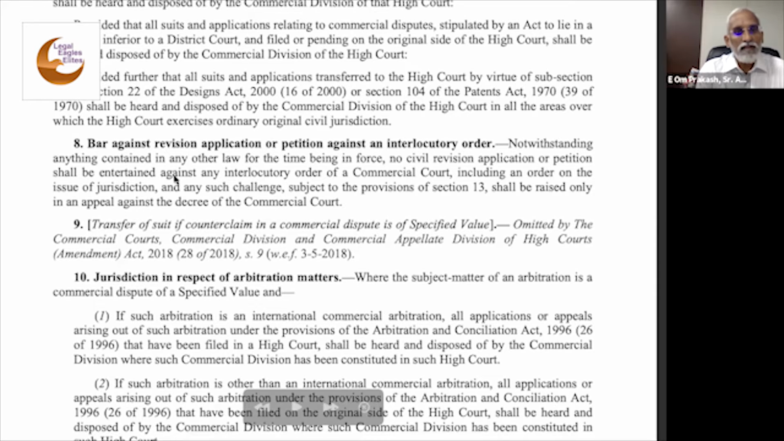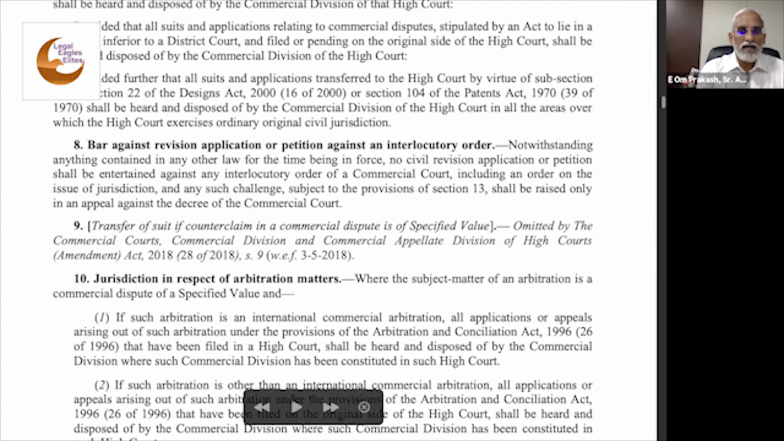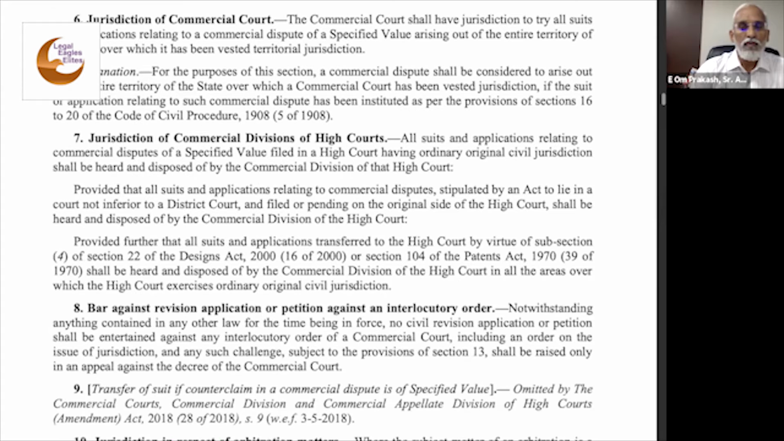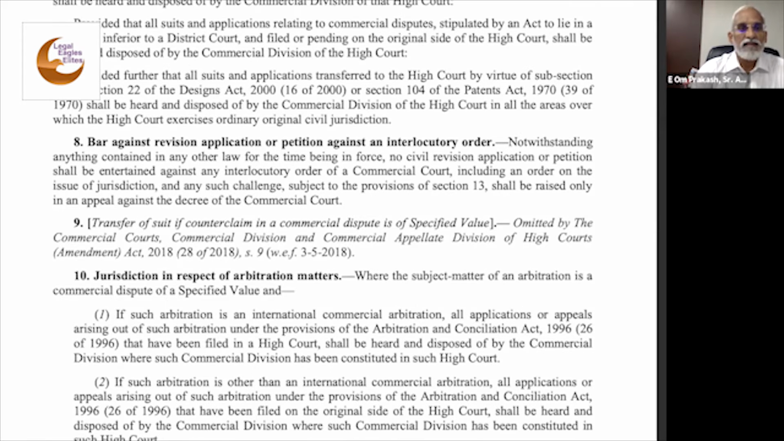Now, these are all provided in the Civil Procedure Code, which is made applicable to all civil suits. What this enactment does is that it specifically bars a revision application or petition against an interlocutory order. So it says, notwithstanding anything contained in any other law for the time being in force, no civil revision application or petition shall be entertained against any interlocutory order of a commercial court, including an order on the issue of jurisdiction, and any such challenge, subject to the provisions of section 13, shall be made in an appeal. So effectively it says that there shall be a bar on challenging orders at the interlocutory stage, but it provides a remedy by way of the same relief in an appeal. They say subject to the provisions of section 13.